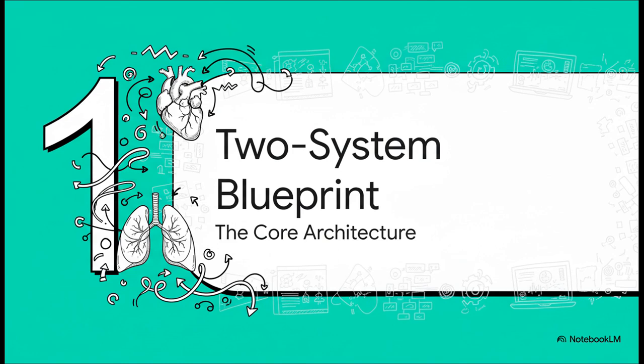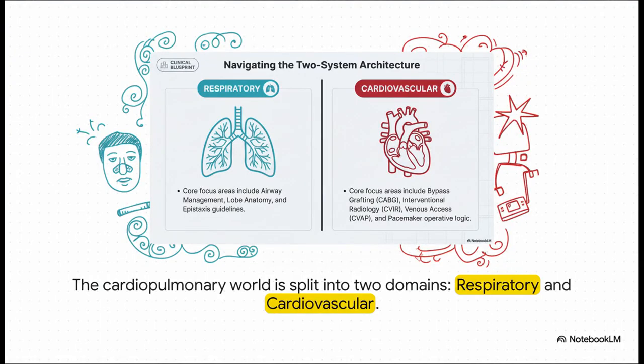All right, first up, the core architecture. You have to think of the heart and lungs as these inseparable partners. They work together constantly. So it just makes sense that the system for coding procedures on them would reflect that deep, interconnected relationship.